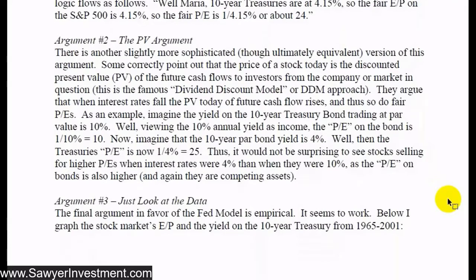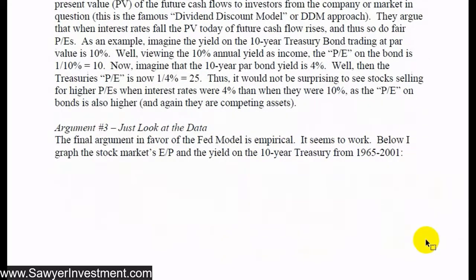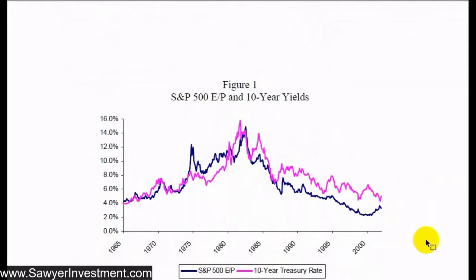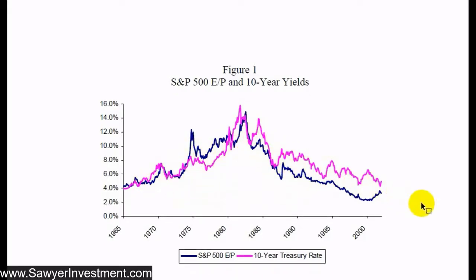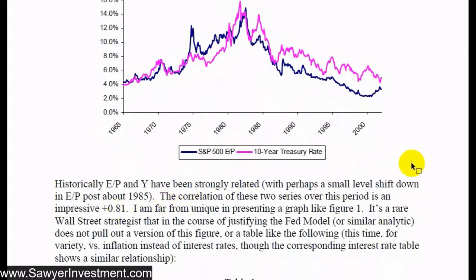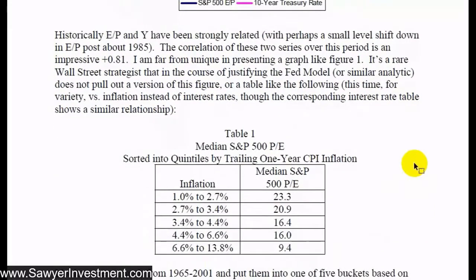So the last argument for the Fed model is that historically the earnings yield and the 10-year treasury yield have tended to move together. And we have a chart here that shows that, figure 1, where we have the S&P 500 earnings yield in blue and the 10-year treasury yield in pink. And we see that they do, in fact, move together. And in fact, the correlation of these is 81%.